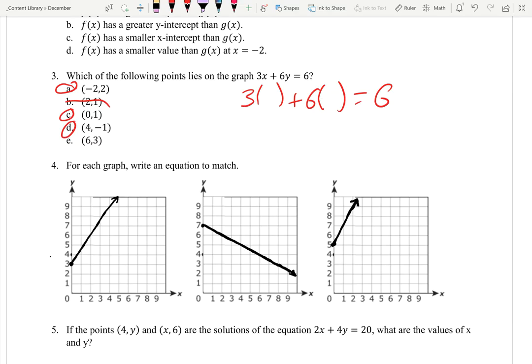And then we can plug in the last one. Plug in 6 for the x, 3 for the y. And this is 18 plus 18 equal to 6. And that's just wrong. That's 36 equal to 6. That's not true. So basically, it really just comes down to putting the x and the y in the function and just seeing what is true and what's not. So just plugging in those numbers.